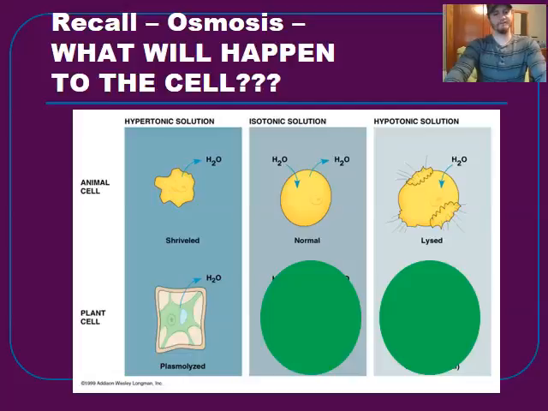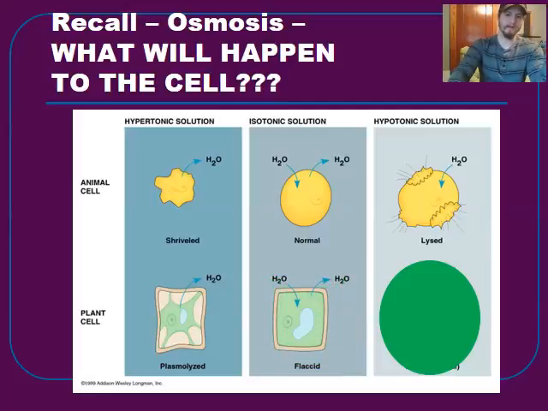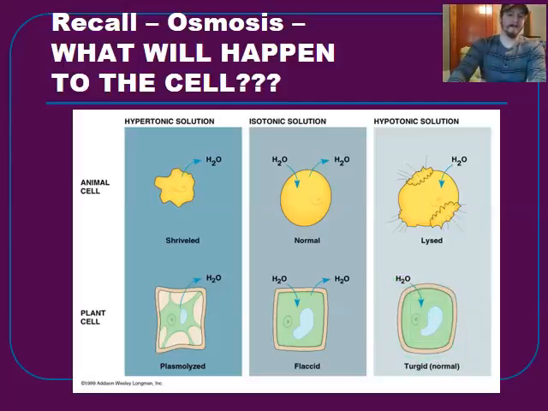In a plant cell, in a hypertonic solution, what happens is once again the water leaves the cell, causing it to go through plasmolysis, or it shrivels up. In an isotonic solution, that means the plant cell is going to be flaccid. I mean, it's going to have some water in it, but not nearly as much as it needs. So it's going to be kind of rubbery. And in the meantime, if we put it in a hypotonic solution, it's going to be turgid. It's going to be filled with water. It's going to be happy. That's what the plant wants.